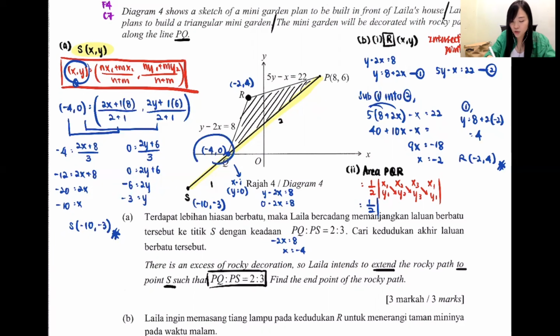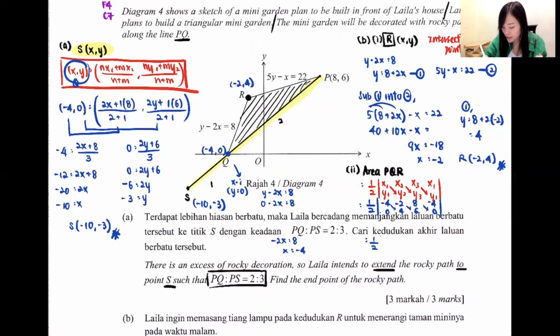So let's say I start from Q, because it has 0, I feel it's easier. Negative 4, 0. You can turn clockwise or anti-clockwise, it doesn't matter, you will get the same answer. So I simply put negative 4, 0. Next, I sub R, negative 2, 4. Next, I sub P, 8, 6. And then I sub negative 4, 0 again. So always arrow going down.